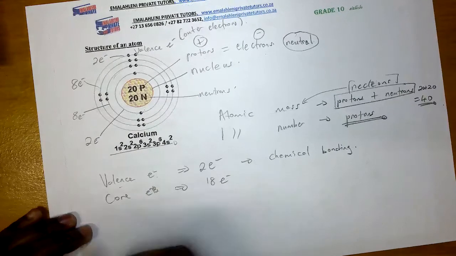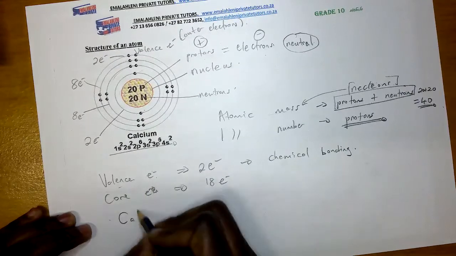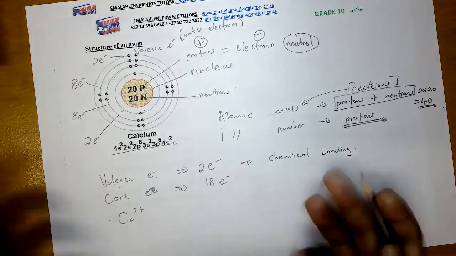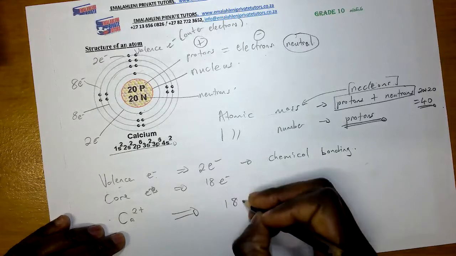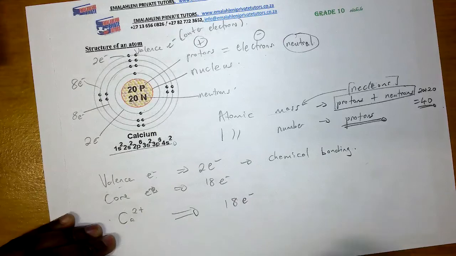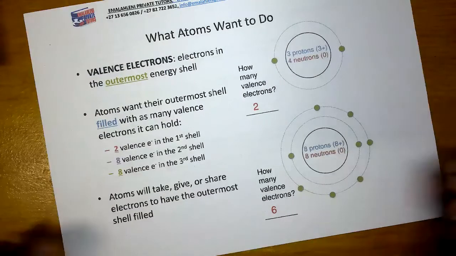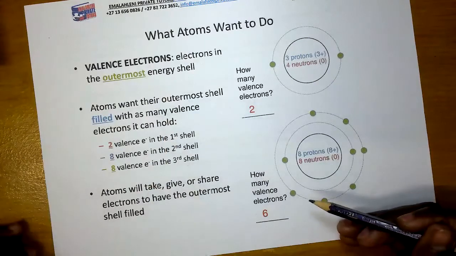Now when you say number of electrons for calcium 2 plus, 2 plus means it has lost 2 electrons, so how many electrons will it have? 18 electrons. So calcium 2 plus will have 18 electrons. This is just for the notes that I will send.